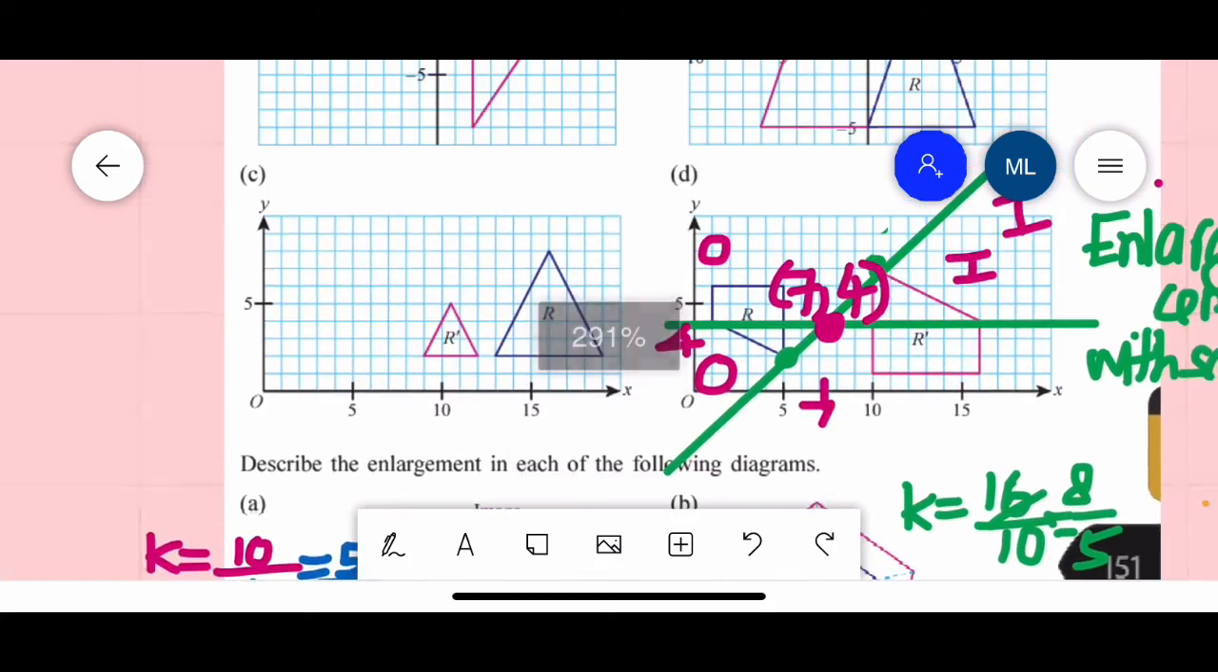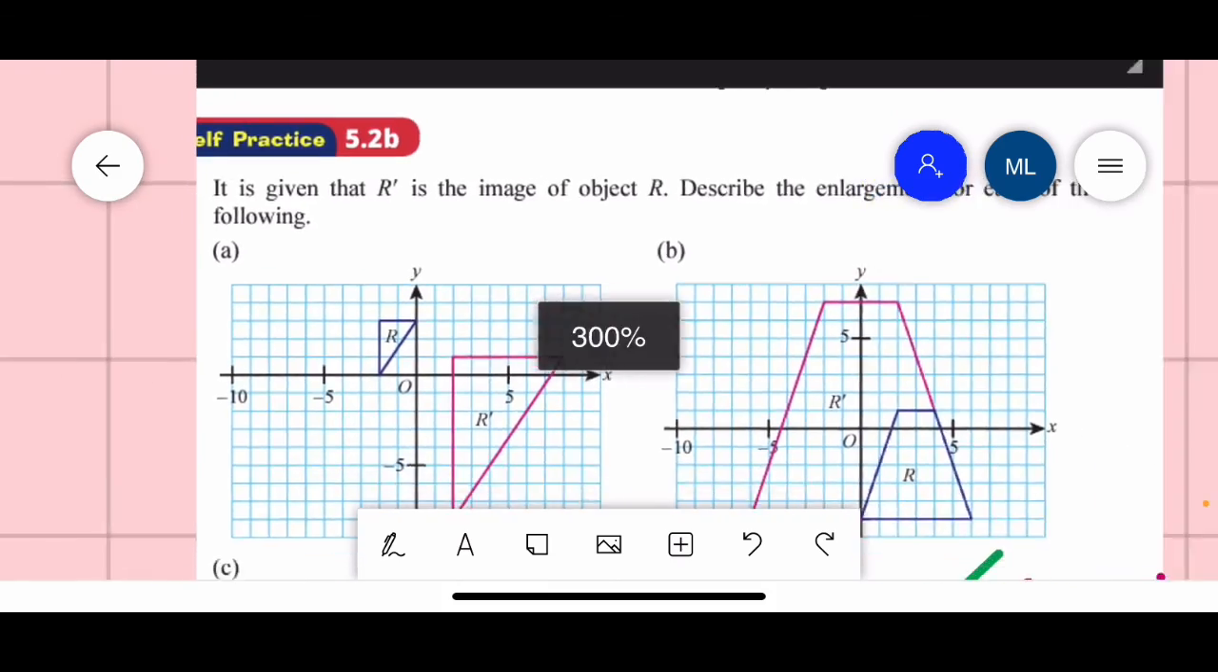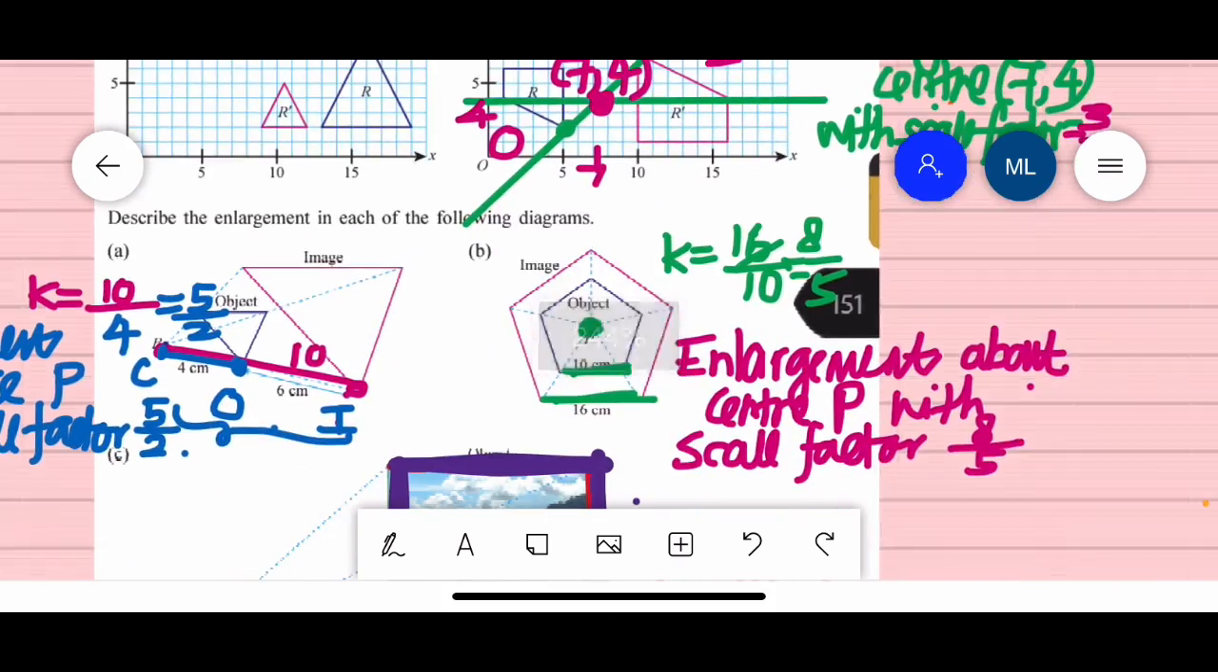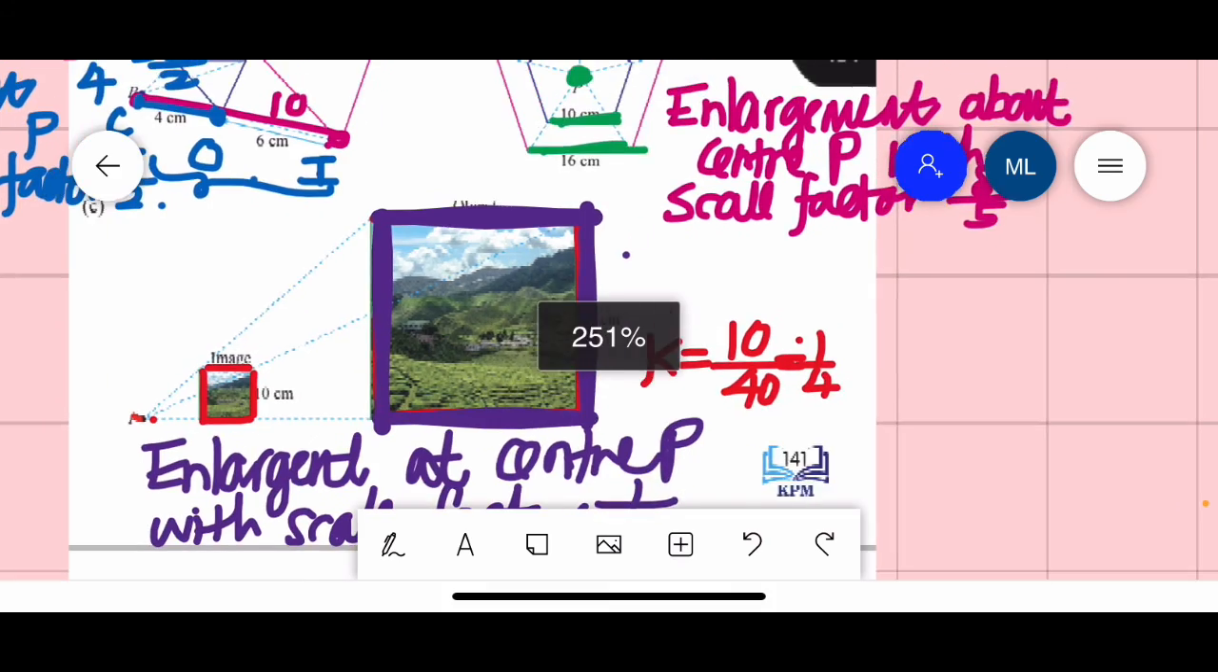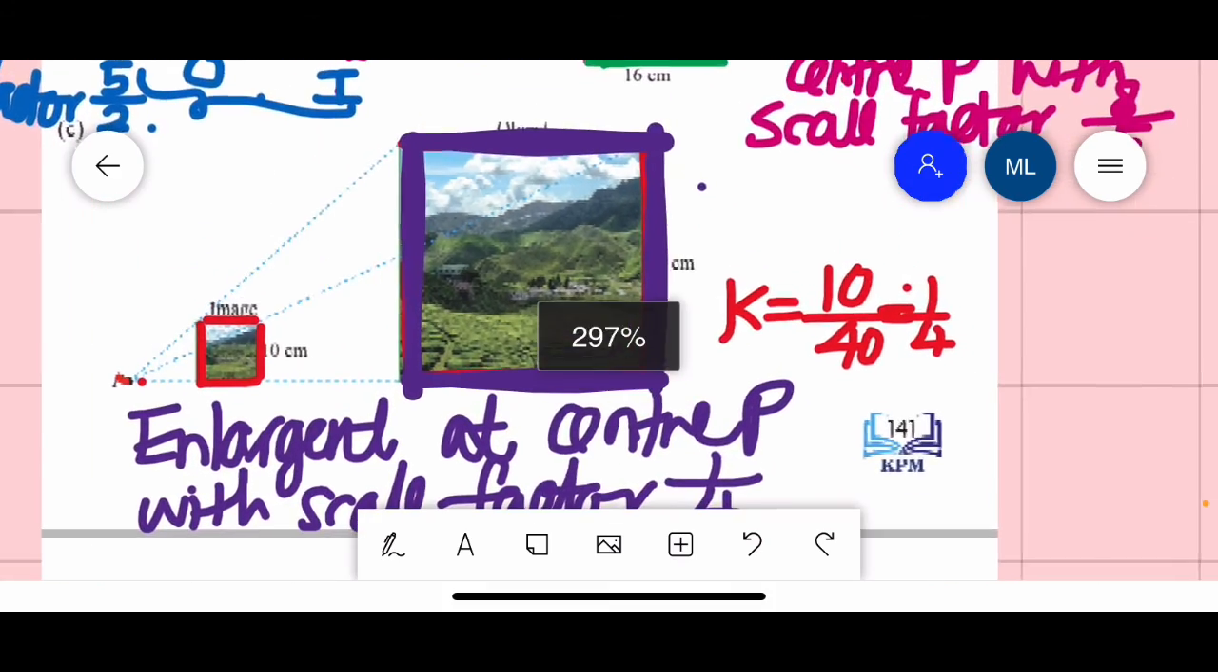5.2B. So I'm sure you have a better understanding of how to describe enlargement, right?